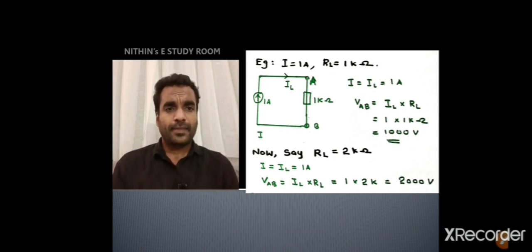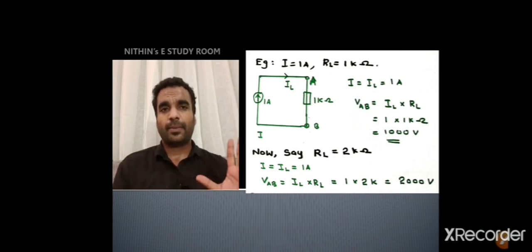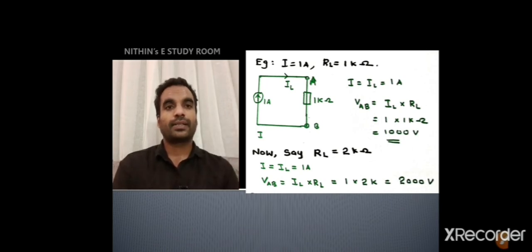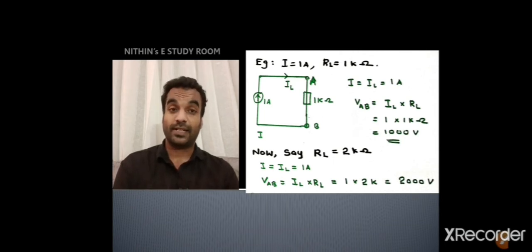Now I am increasing the resistance to 2 kilo ohm. What happened? Current will always be 1 ampere because it is a series path and the current is specified there. So you can take current as 1 ampere. So what will be VAB? VAB is equal to 1 into the load resistance RL, that is equal to, in this case, 2 kilo ohm.